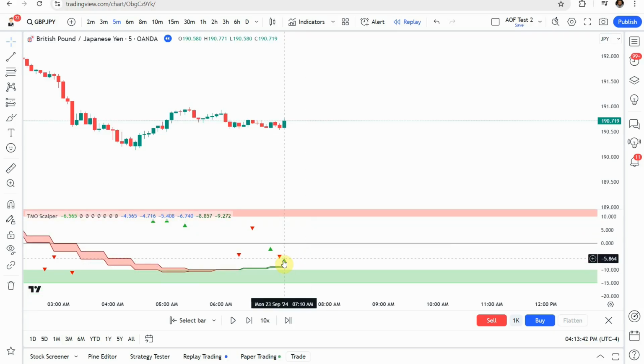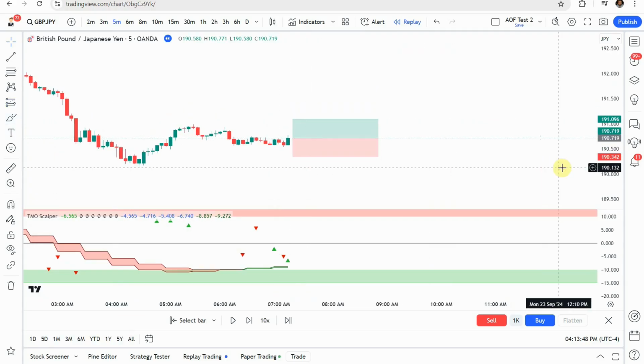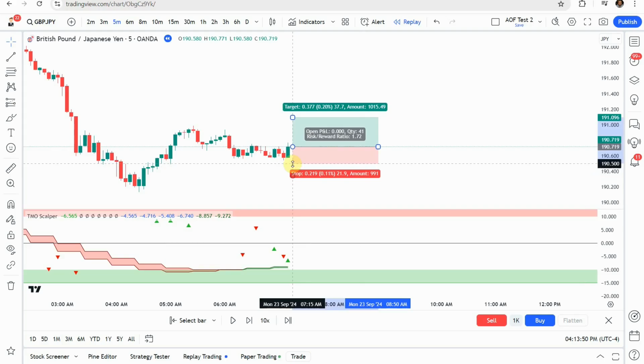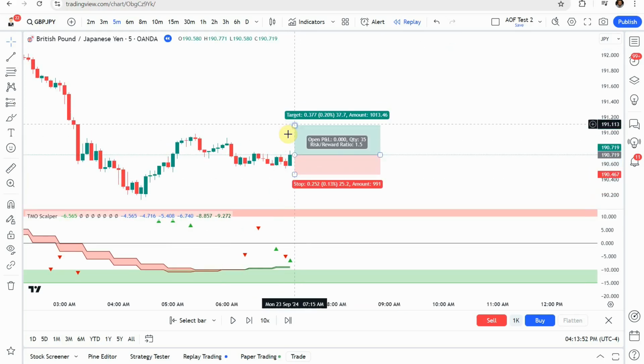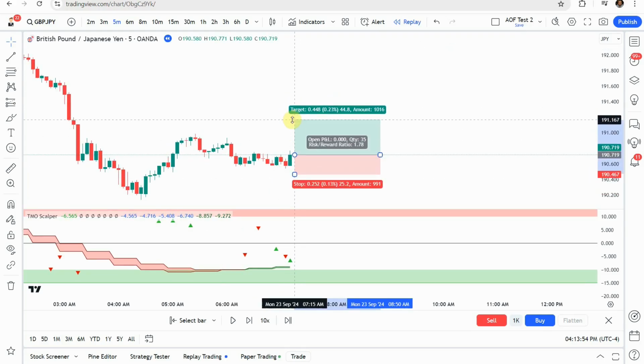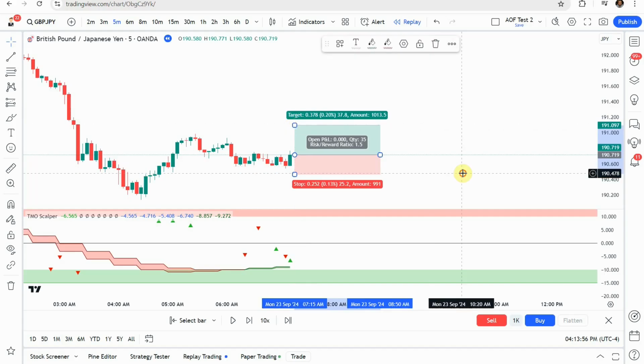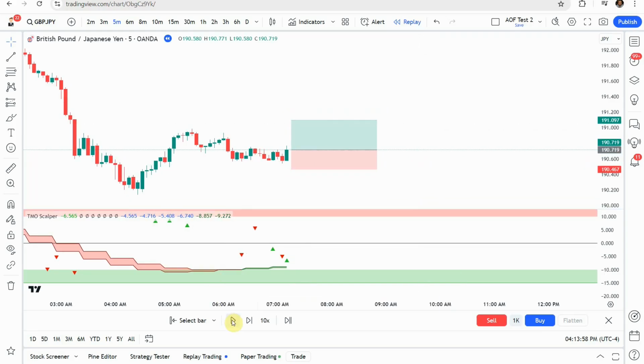So we pick up an arrow right there, a green arrow, and that'd be our signal to then enter into a long. We're going to put our trade right there. Put a stop just right below this pivot and target a 1 to 1.5 risk reward. Be right about there. Let's play this forward and see how it plays out.